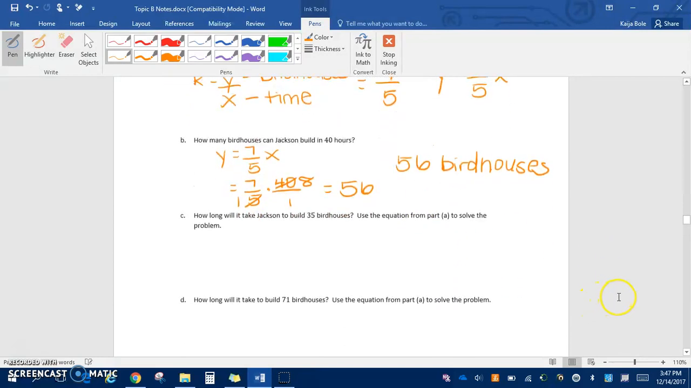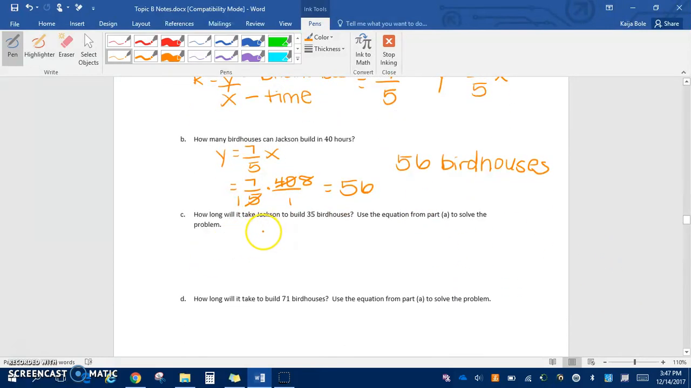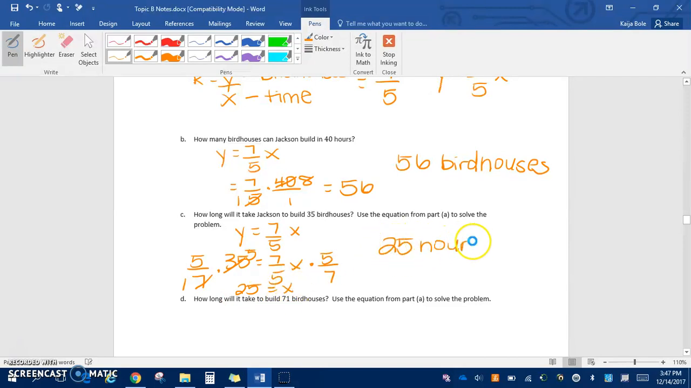Part C says, how long will it take Jackson to build 35 birdhouses? So we're going to use our equation y equals 7 over 5x. So to build 35 birdhouses is y. So we have 35 equals 7 over 5x. And to undo the multiplication here, we're going to multiply by 5 over 7. And the same thing on the other side, 5 over 7. And when we cross divide, we get a 1 and a 5. And 5 times 5 is 25. So 25 equals x. So our answer would be 25 hours this time.